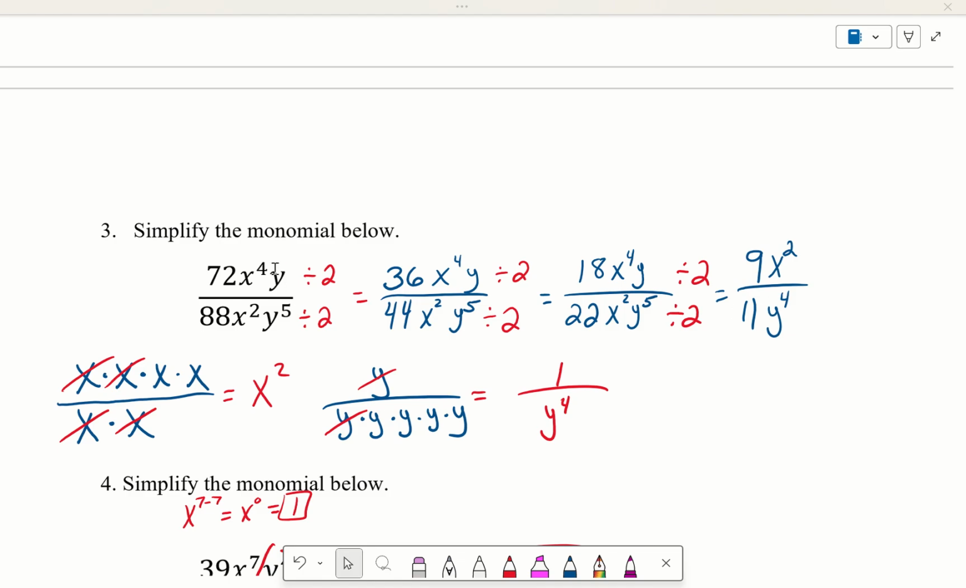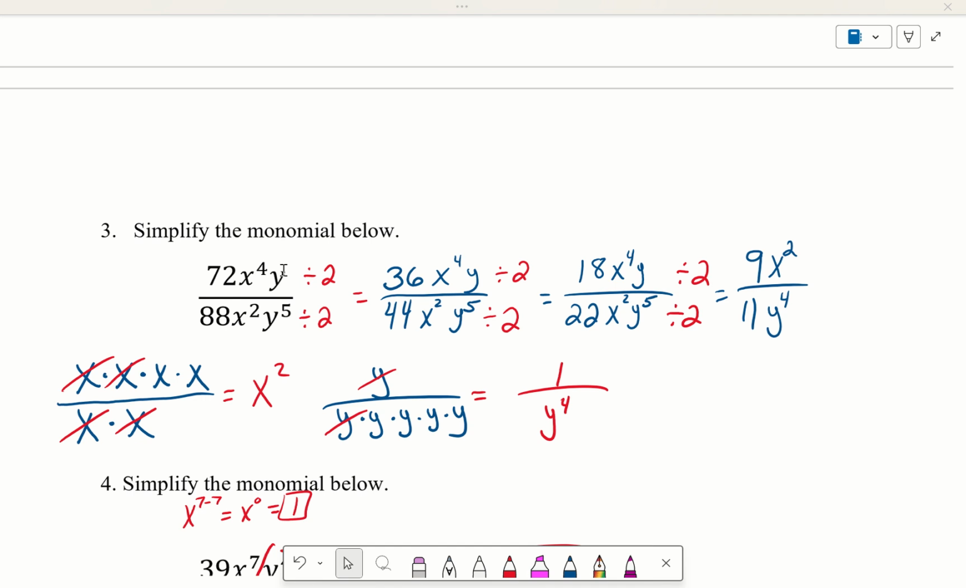Now, there's a shortcut for the variables that we talked about yesterday. Find the larger exponent, which is in the numerator here for the x's. X to the fourth over x squared. The larger exponent is in the numerator, so x is going to be in the numerator. And we subtract the exponents. 4 minus 2, we get 2. So x squared is in the numerator.